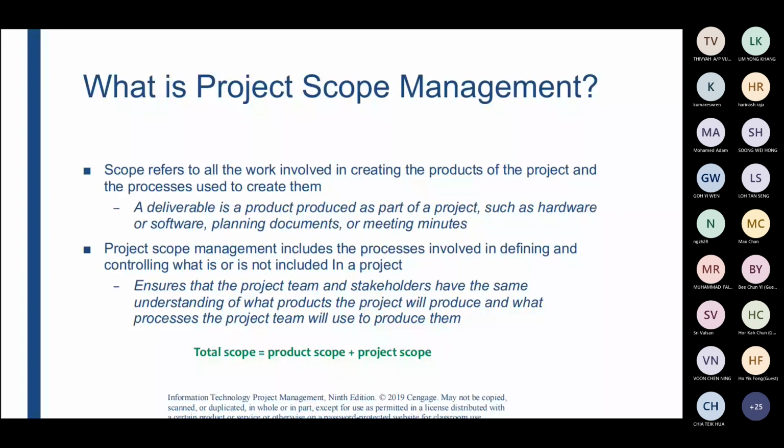So let's look at the details. A deliverable is a product produced as part of a project, such as hardware or software, planning documents, meeting minutes, and many more. So all the work involved, that is important. That is what we call scope. And you must be very clear on your scope at the beginning of the project. Next, project scope management includes the processes involved in defining and controlling what is or is not included in the project.